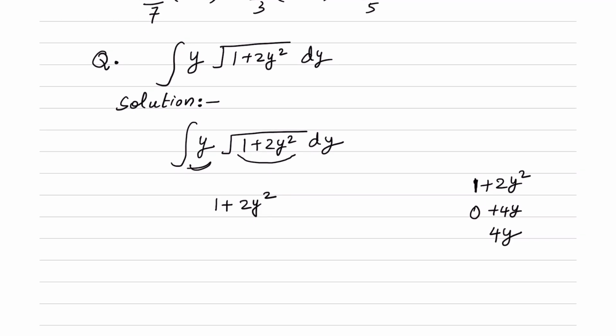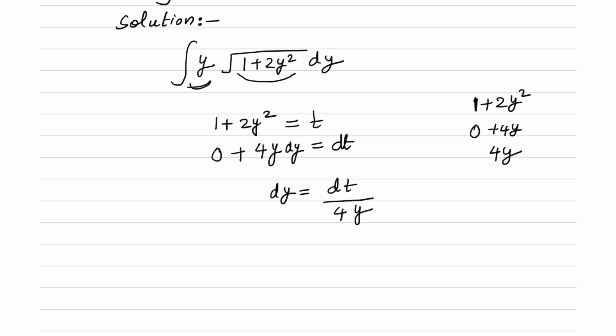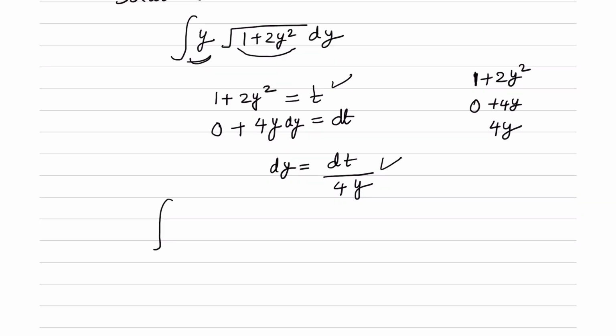So we'll go ahead with this substitution and put 1 plus 2y squared equal to t. Differential of a constant is 0 plus differential of 2y squared, which is 4y, and then the differential of y, which is dy, equals differential of t, which is dt. From here the value of dy is dt by 4y. So we will put 1 plus 2y squared equal to t and the value of dy back in our integral.